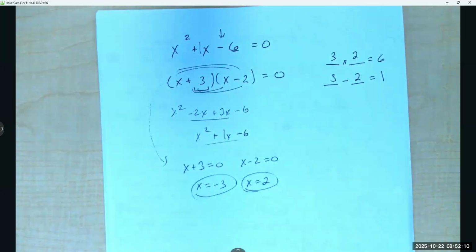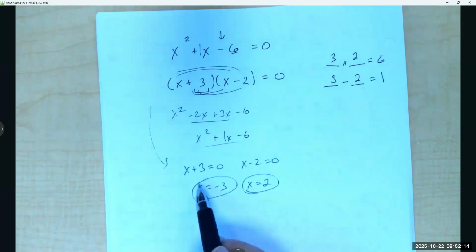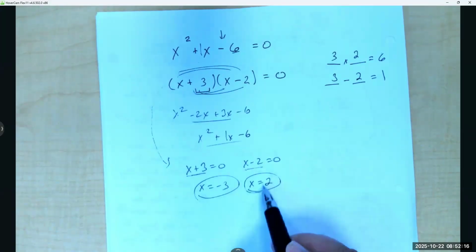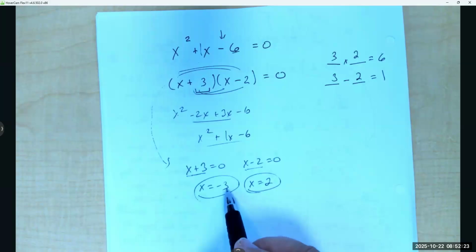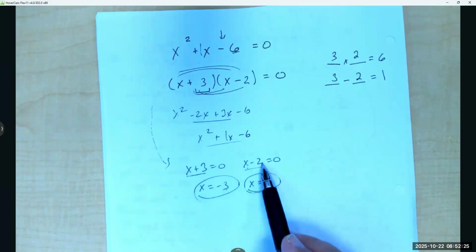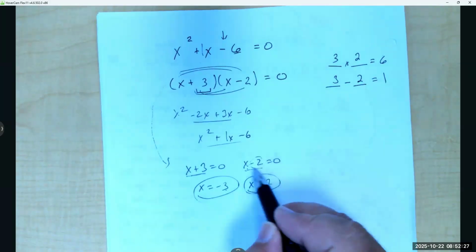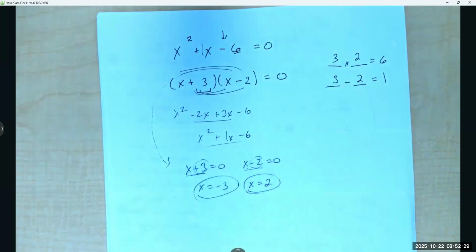If you've been paying attention, the answer from this factored form is always the opposite number. If it's x plus 3, the answer is negative 3. If it's x minus 2, it's positive 2. So it's always the opposite of what's inside the parentheses. We learned that in chapter 2, the transformations. And then you check them. I'll let you check them.